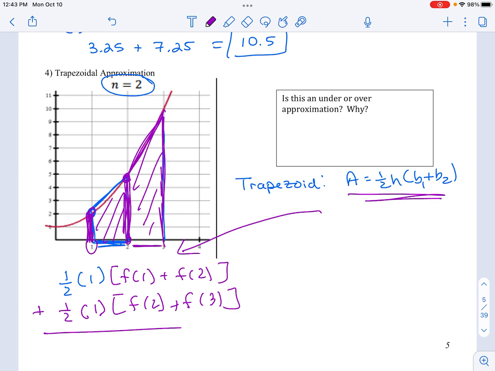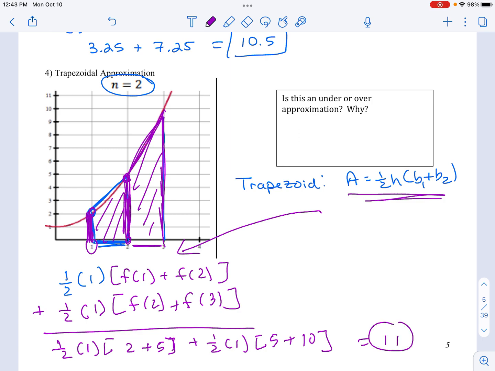So if I do this, I've got 1/2 times 1. F of 1 ends up being 2. F of 2 is 5. Then my second trapezoid, same thing. I've got 5 plus 10. And this ends up giving me 11. Okay, notice here, this is probably an even better approximation than any of the rectangles.